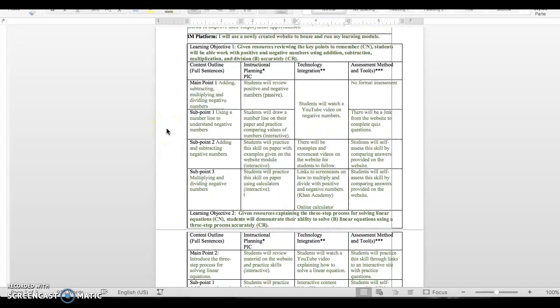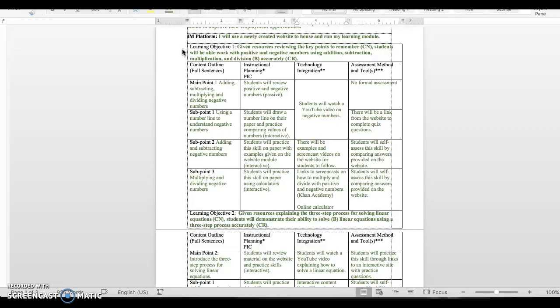I'll go over the first learning objective, and that is here, given the resources, reviewing the key points to remember. Students will be able to work with positive and negative numbers using addition, subtraction, multiplication, and division accurately. The main point is adding, subtracting, multiplying, and dividing negative numbers. Sub-points go down from there.